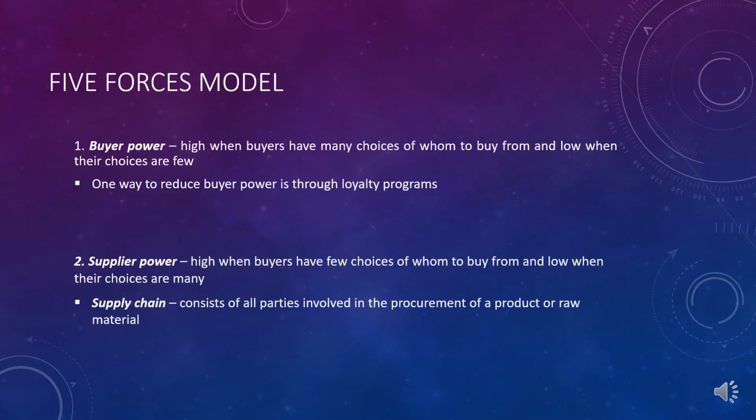5 forces model. Number 1, buyer power. High when buyers have many choices of whom to buy from and low when their choices are few. Number 2, supplier power. High when buyers have few choices of whom to buy from and low when their choices are many.